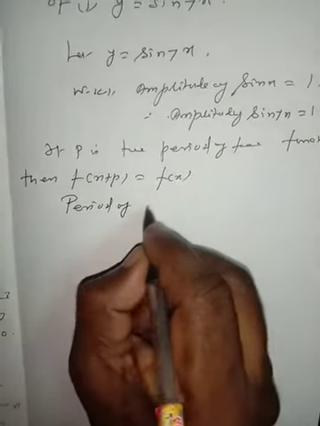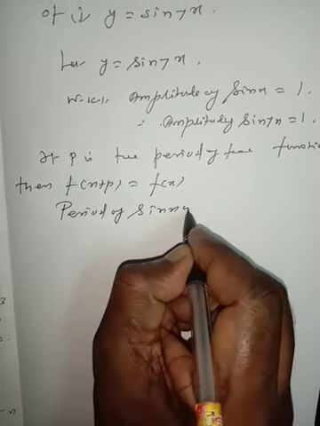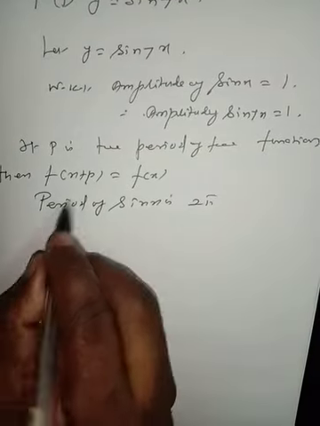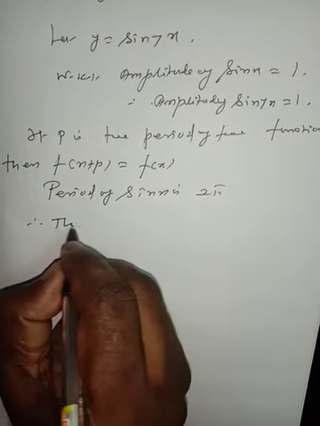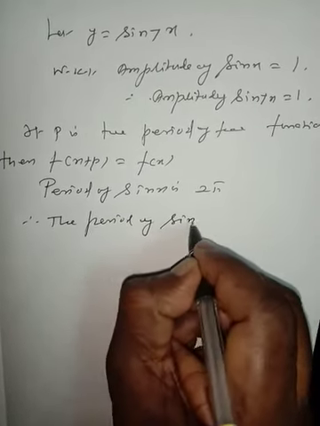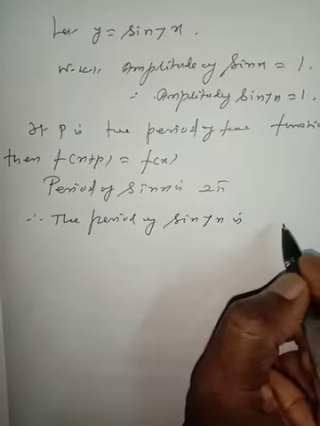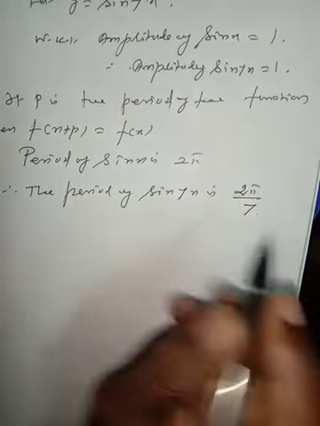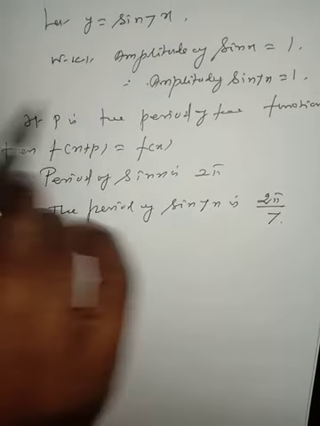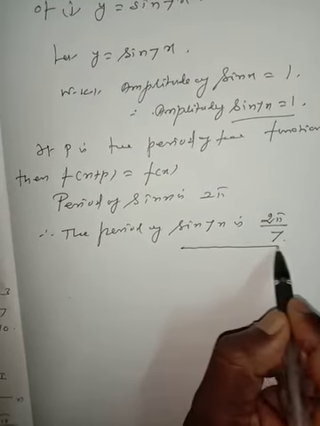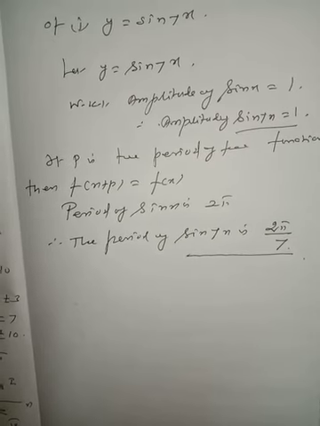The period of sin x is 2 pi, but in this case sin 7x is given, therefore the period of sin 7x is 2 pi divided by 7. In this case the amplitude of sin 7x is 1, and the period of sin 7x is 2 pi divided by 7.